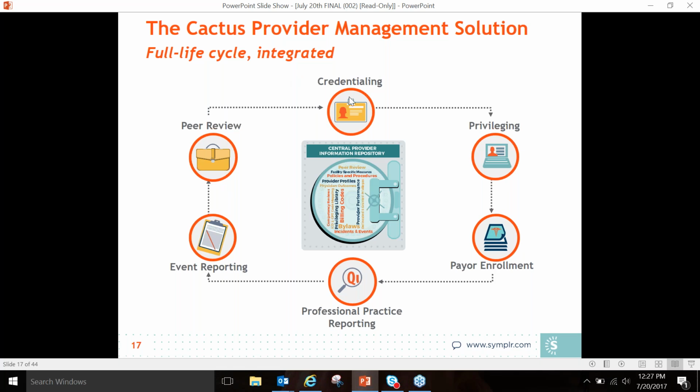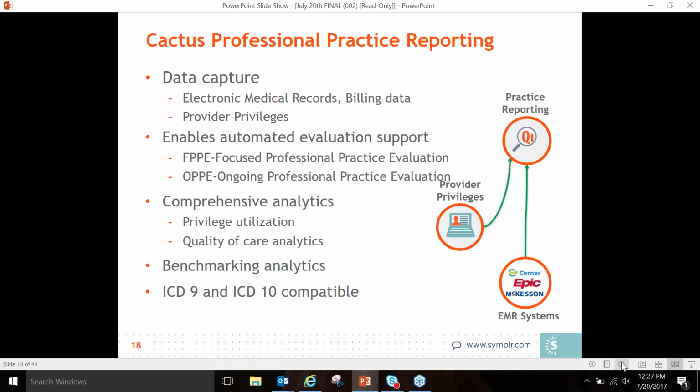So the entire life cycle of the provider is here in the symplr and Cactus applications. We have credentialing, privileging, payer enrollment, professional practice reporting, which is your OPPE and ongoing reporting, and peer review, which also includes a workflow tool for other workflows that you have, such as FPPE or risk management or patient safety. It is a great workflow tool that can assist you in taking your current policies and workflows and making them electronic and automated. So I'll show you that.